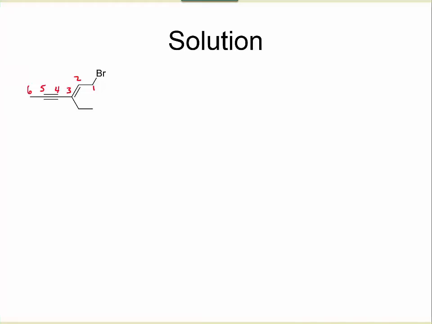So now when I look at a portion of the name, I know that I'm going to have a hex. I know that I'm going to have a 2-ene, and I'm going to have a 4-ine. I'm going to have a 1-bromo, and I'm going to have a 3-ethyl.